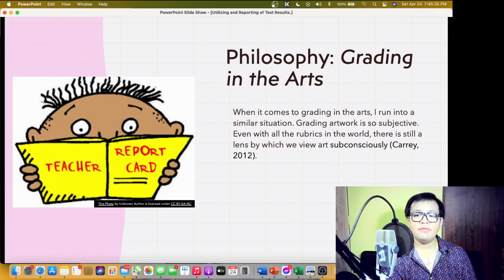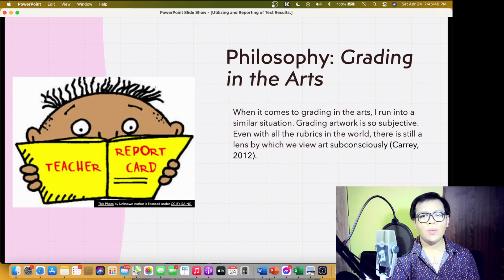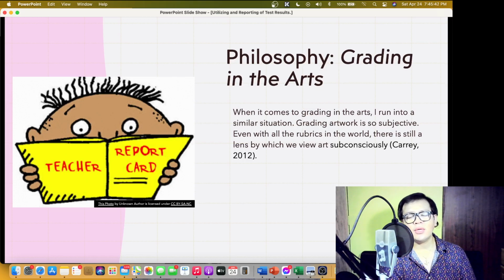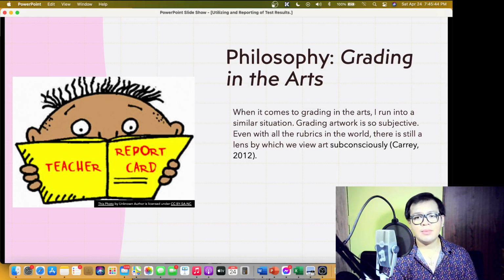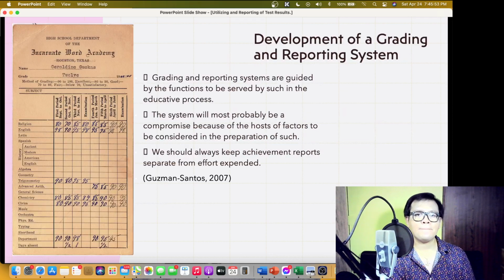And on philosophy, according to Carey of 2012, which is grading in the arts. When it comes to grading in the arts, Carey ran into a similar situation. Grading arts is so subjective, even with all the rubrics in the world. There's still a lens by which we view art conscientiously.